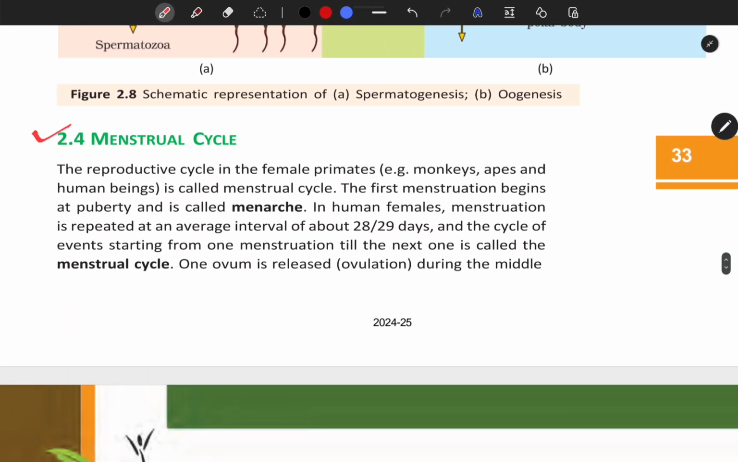2.4 Menstrual cycle. The reproductive cycle in the female primates, example monkeys, apes and human beings, is called menstrual cycle. The first menstruation begins at puberty and is called menarche. In human females, menstruation is repeated at an average interval of about 28 to 29 days. And the cycle of events starting from one menstruation till the next one is called the menstrual cycle.